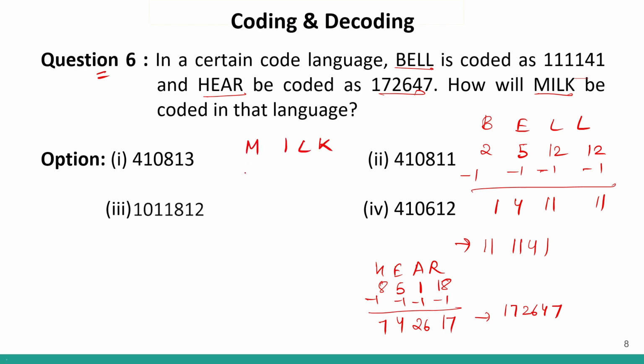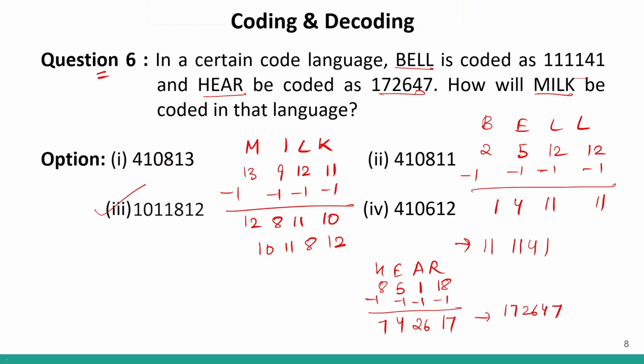For milk, the forward ranks are 13, 9, 12 and 11. If I go one position backwards, I'll get 12, 8, 11, 10. And if I write them in reverse, what will I get? If I write them in reverse, I'll get 10, 11, 8 and 12. Correct? I will get 10, 11, 8 and 12. So answer will be option number 3, 12, 10, 11, 8 and 12. Okay, this will be your answer.